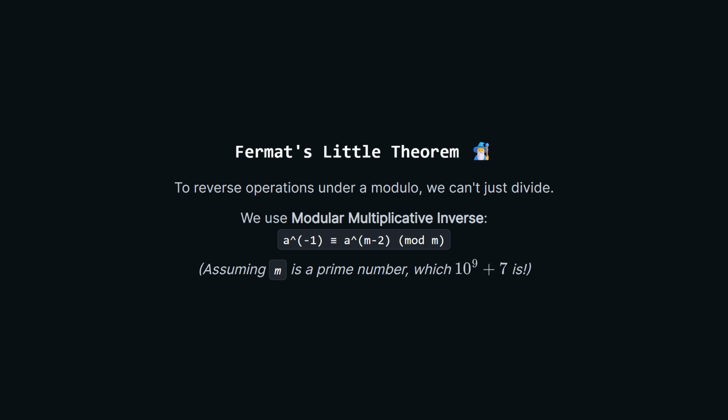To fix the timeline issue, we basically need to reverse the math. We need to divide out the old multiplier. But because we are working with modulo arithmetic, regular division doesn't work. We have to use a concept called a modular multiplicative inverse. Thanks to Fermat's little theorem, we can calculate this by raising our number to the power of our modulo minus 2. Don't worry about the deep proof here, just know it's our magical division tool.